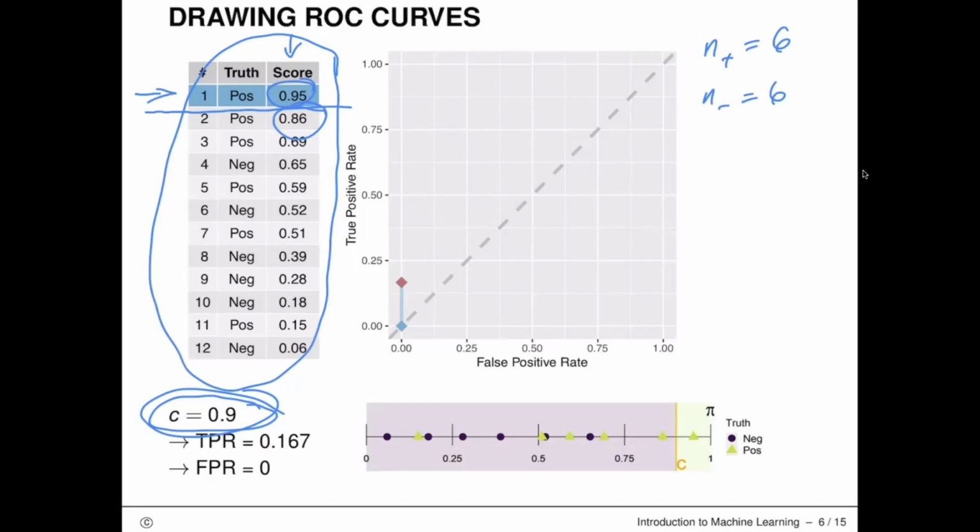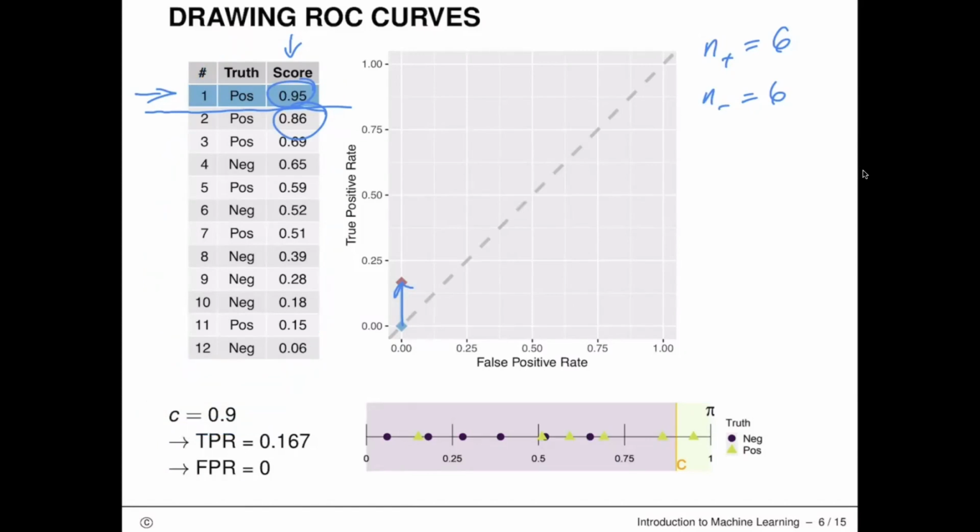So what happens here is that we go one step up from 0, 0 to 0, 0.167. So why is it 0.167? Let's clean here a bit. So TPR is just 1 divided by 6. Why is that? So we have 6 positives and just one of them is predicted as positive class. So we have 1 divided by 6.